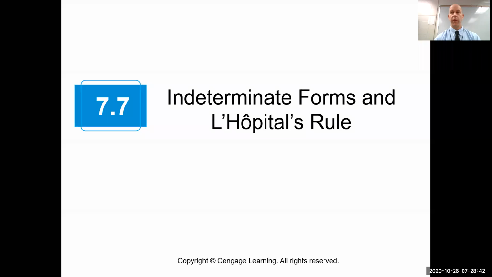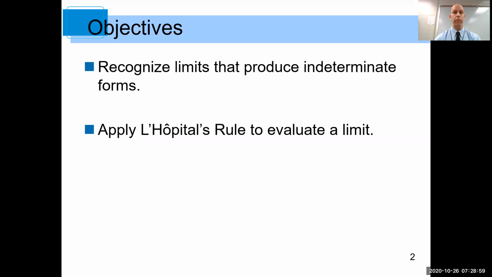We're actually going to skip over section 7.6 and go right to 7.7, which is something we actually cover in the AB curriculum, but we'll go a little bit deeper into it this year, and that is indeterminate forms, and something you're very familiar with, and that's L'Hopital's rule. So our objective here today is to recognize limits that produce indeterminate forms and to apply L'Hopital's rule to evaluate a limit.